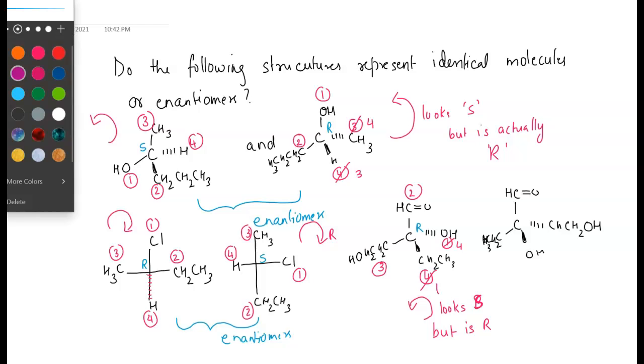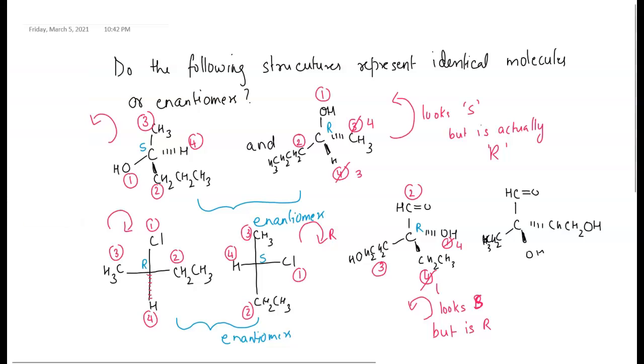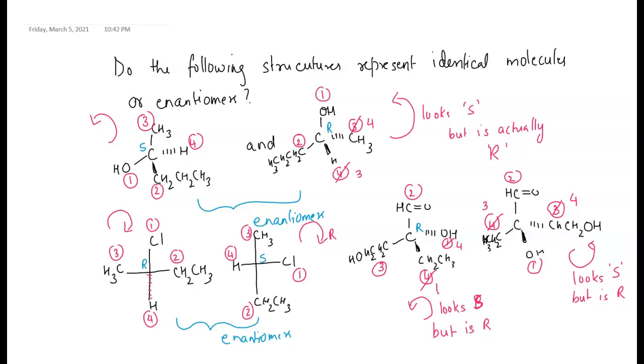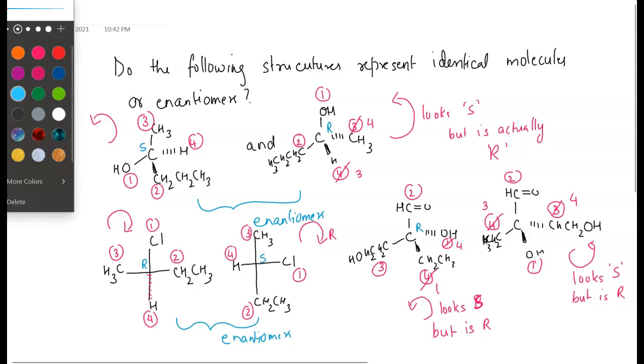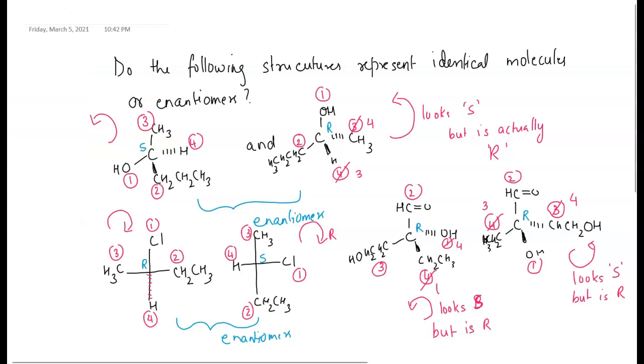Now let's look at the next pair we have here. Number 1 is OH, number 2 is my aldehyde, the third group is this one, and this is my fourth, right? CH2, CH3. Now again I have to do the swap because CH2 CH3 is the lowest priority and it has to be at the back here. So after doing the swap, what do I get? 1 to 2 to 3, right? I'm going this way. So it looks S, but is R. So here I have a case where both the chiral centers have R configuration. So that means this represents identical molecules.